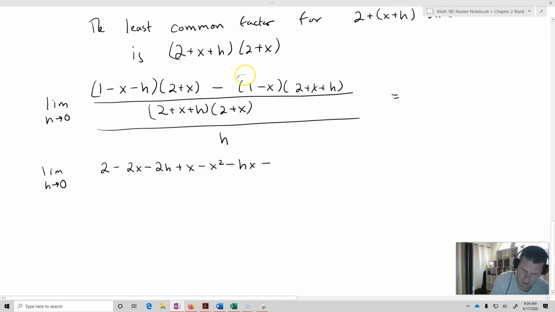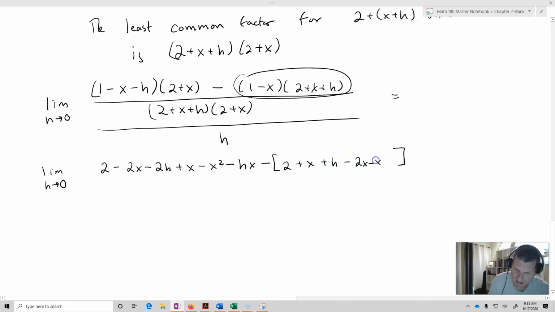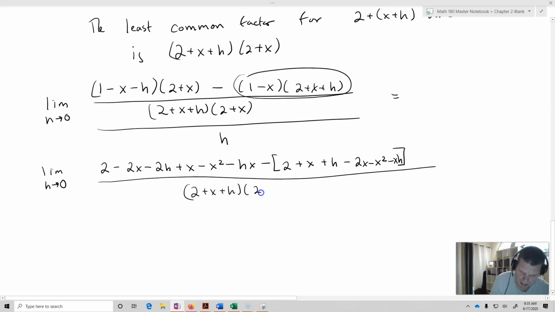minus, and now we're going to do this part right here, minus, and I put it in parentheses because I have to keep my positives and negatives straight. So there's 2 plus x plus h minus 2x minus x squared minus xh. All then divided by 2 plus x plus h times 2 plus x, all divided by h.